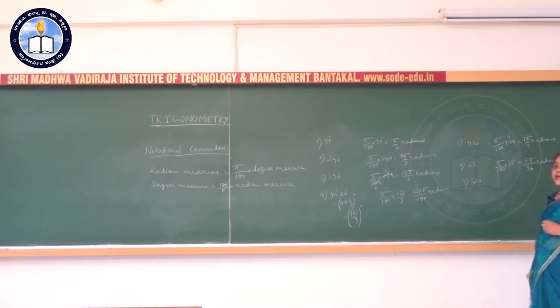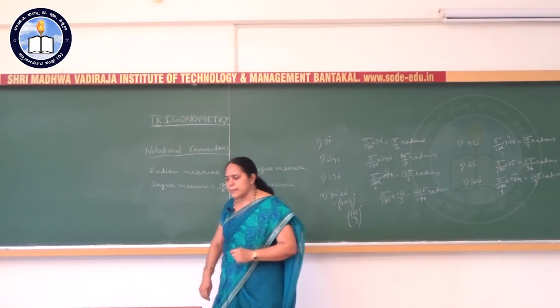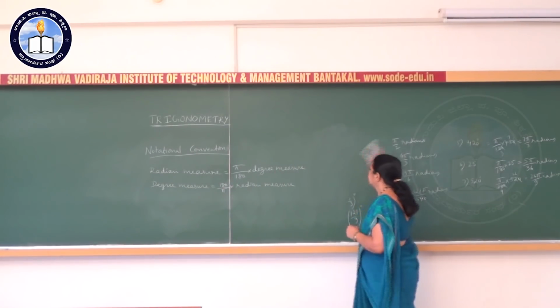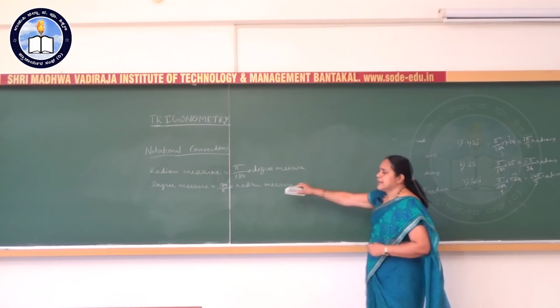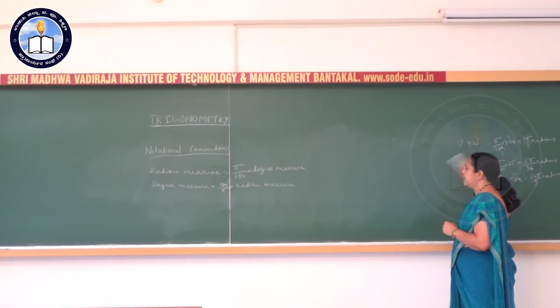520 degrees, what is its radian measure? Pi by 180 into 520, that is equal to 26 pi by 9 radians. Similarly, given an angle in radian measure, we can write its degree measure using the relation degree measure is equal to 180 by pi into radian measure.